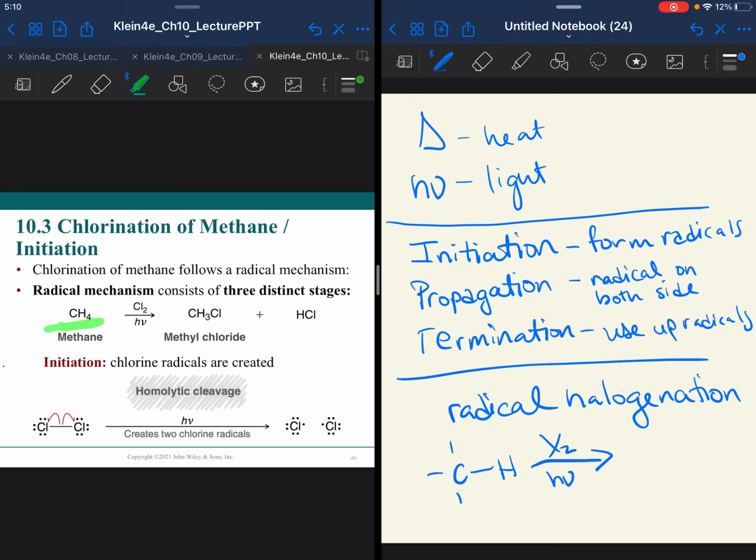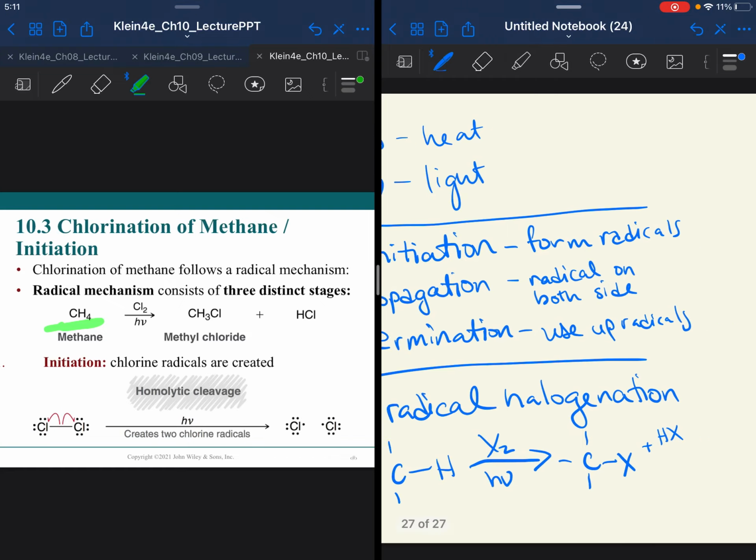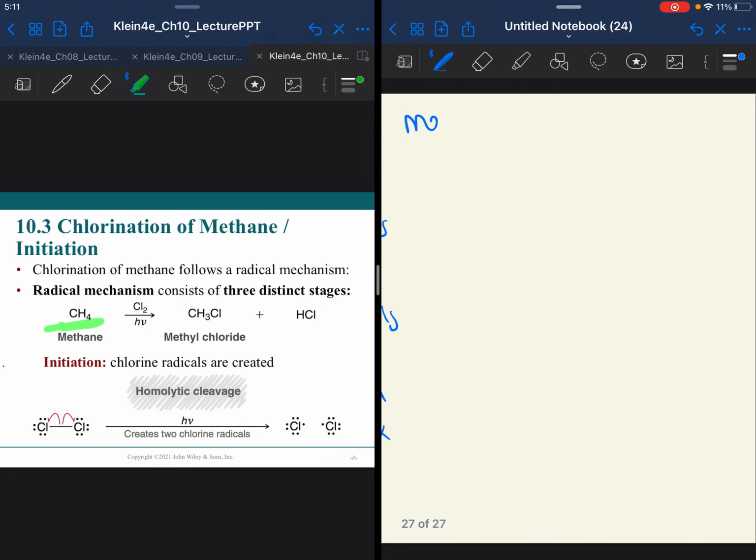And light. So there has to be something to initiate it. If you just throw in Cl2 or Br2, nothing will happen. The light is critical. And we will replace that H with the halogen, and we'll make a little HX byproduct. Right? So this happens in our three groupings of steps. So let's go through the mechanism.